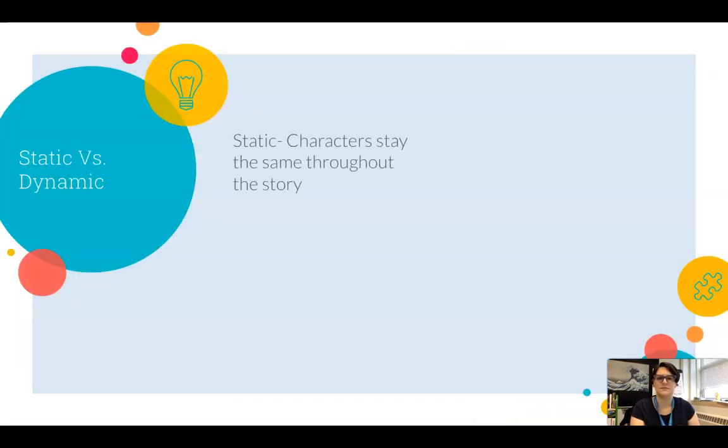And here we're going to talk some definitions. Static characters stay the same throughout the story. Listen for that alliteration. Static characters stay the same. Static characters are the same at the beginning of the story and the end of the story. Whereas dynamic characters are the opposite. Dynamic characters change throughout the story. Dynamic characters are different. There's that alliteration to help you remember which one is which.